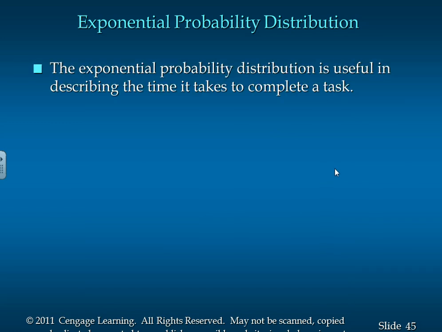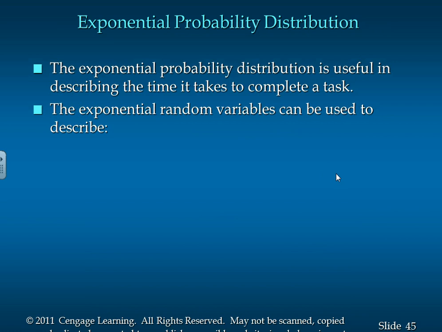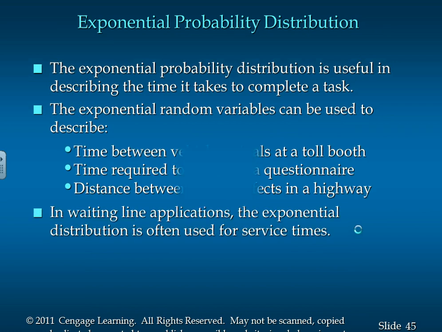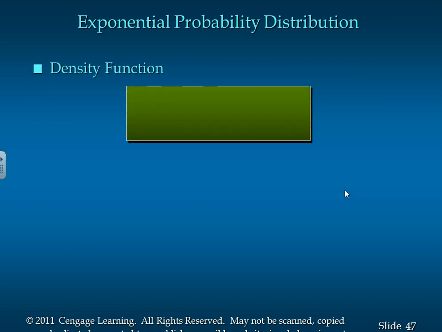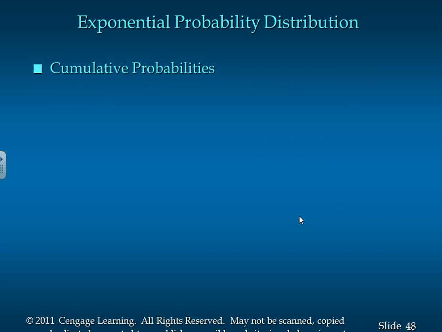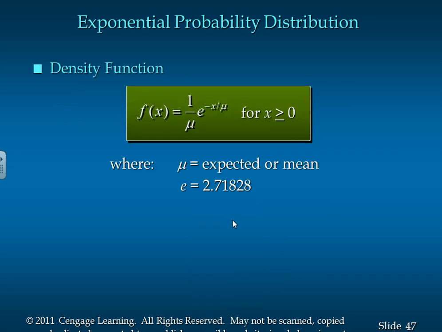Exponential probability distribution. So now we have something that's not very pretty. I've got some density function. Expected value or mean. As x gets bigger, this number gets smaller, and the whole thing gets smaller.